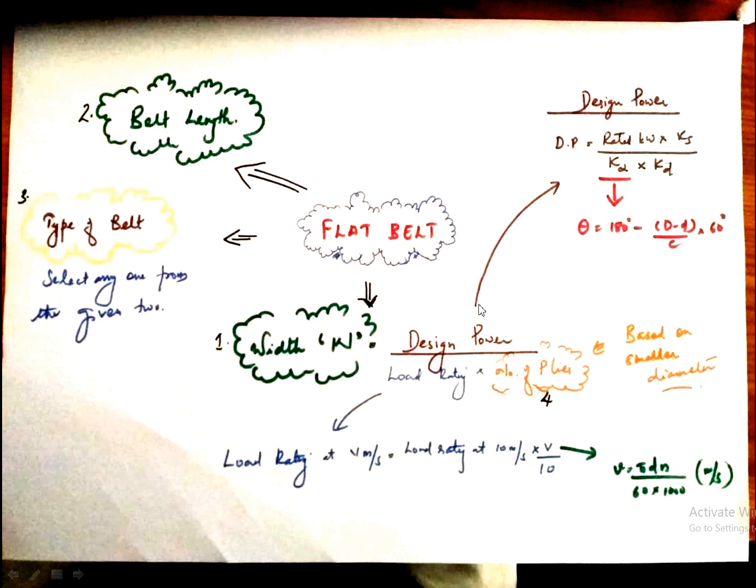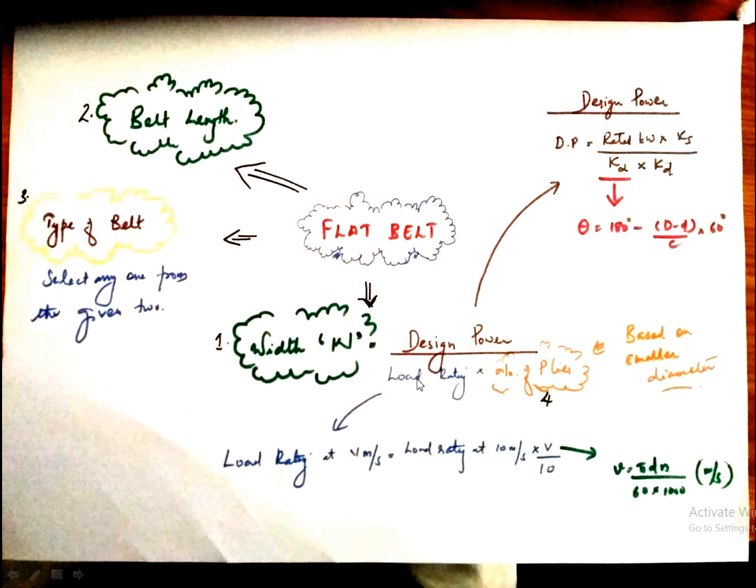Okay, to find the design power, you are going to this equation, which is nothing but design power is equal to rated kilowatt into these constants. Now these two constants you will be getting from the data book. To get the constant for arc of contact, you first of all need to find the theta value. For that you have a standard equation. Once you get theta, you will get k alpha, and you may substitute the value over there. Okay, so to find width, you need to find design power, and design power you can find using this relationship.